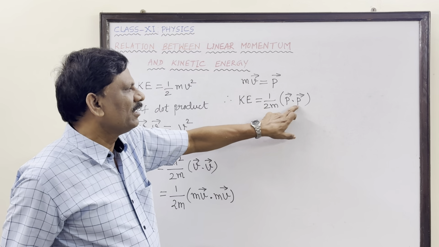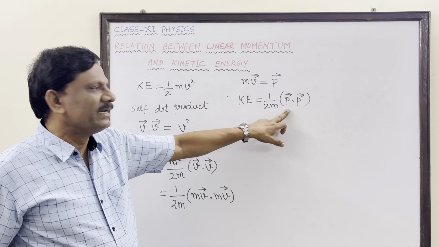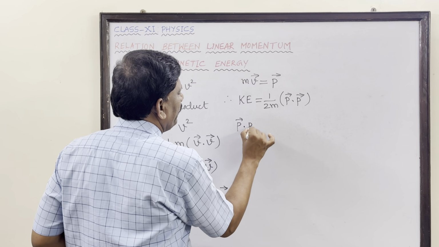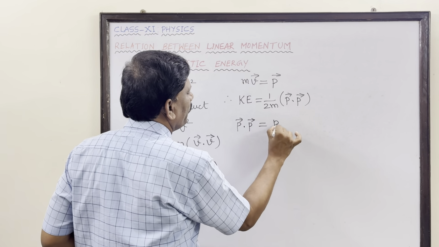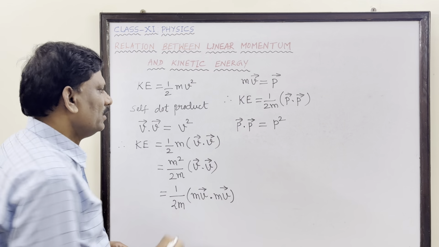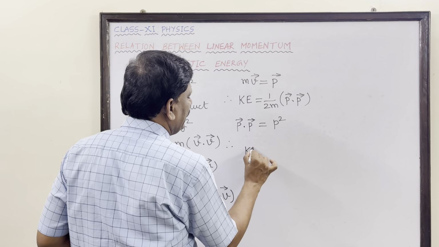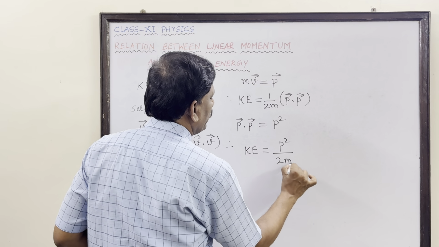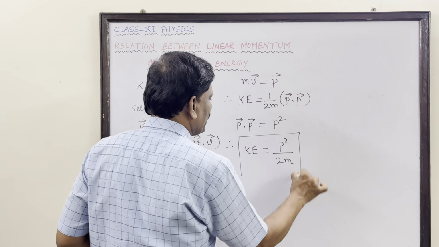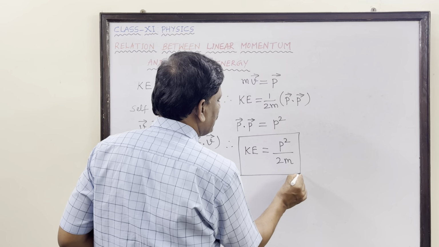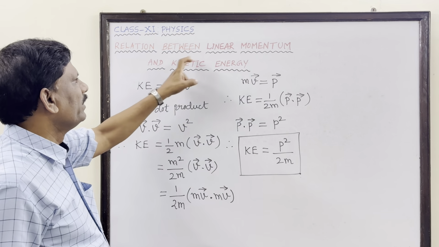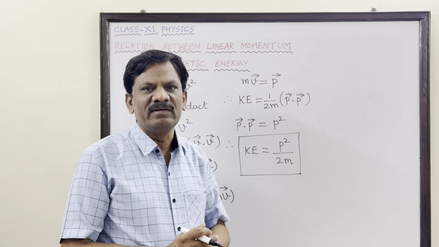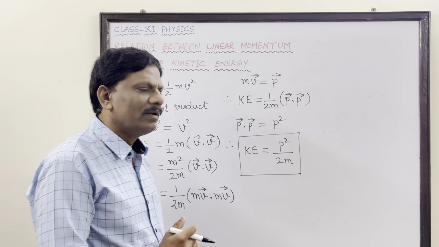Again, we get a self dot product of two vectors, namely the linear momentum vector. So p dot product p is also equal to p square, which is a scalar. Therefore, now the kinetic energy is equal to p square divided by 2m. This is the expression we require. So this equation gives us the relation between linear momentum and the kinetic energy. This is very, very important in the competitive examinations for solving numerical problems.